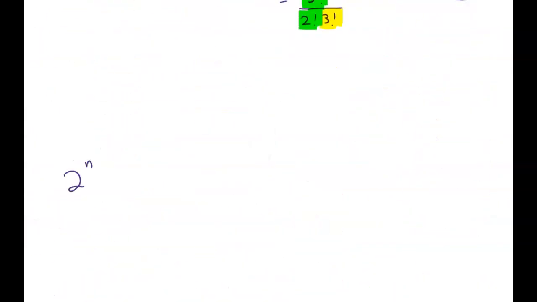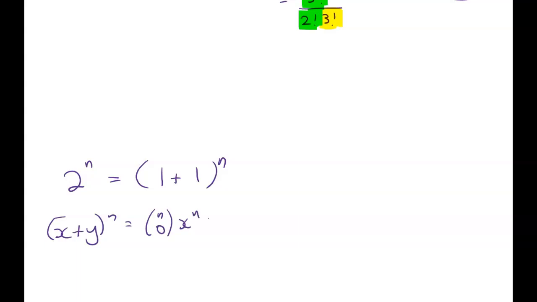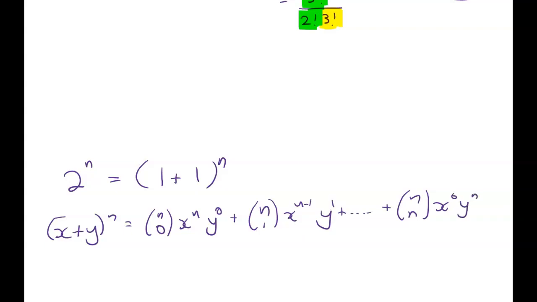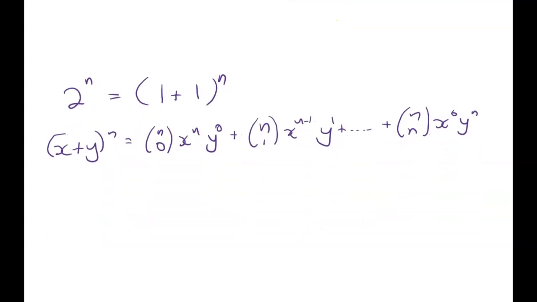So 2 to the power of n, to apply the binomial theorem, I need to say it's something plus something to the power of n. So 2 is 1 plus 1. And once we've got that, we are off and racing, because x plus y to the n is equal to n choose 0, x to the n, y to the 0, plus n choose 1, x to the n minus 1, y to the 1, and so on, all the way out to n choose n, x to the 0, y to the n. But when we start substituting that in, we've got 1 plus 1 to the power of n. Well, 1 to the power of anything is 1, so we're done.